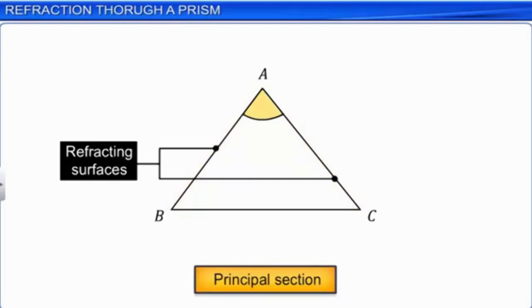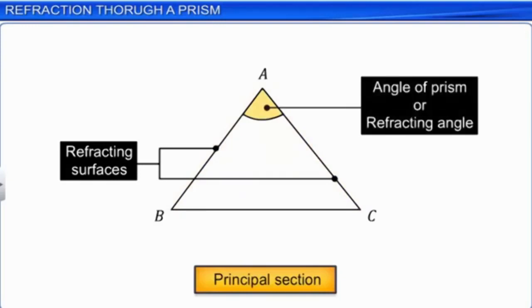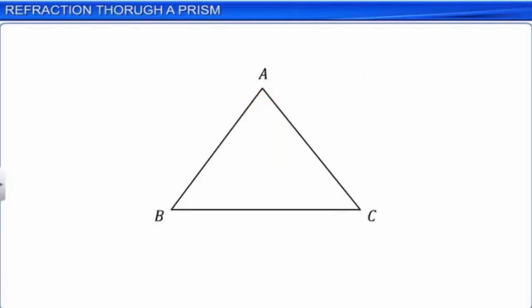Let us derive the expression for angle of deviation for a triangular prism. Consider a light ray PQ incident on the refracting surface AB at an angle of incidence I. Let NN' be the normal to the surface AB at Q. The ray of light refracts at the face AB and QR represents the refracted ray. Let the angle of refraction be R1.